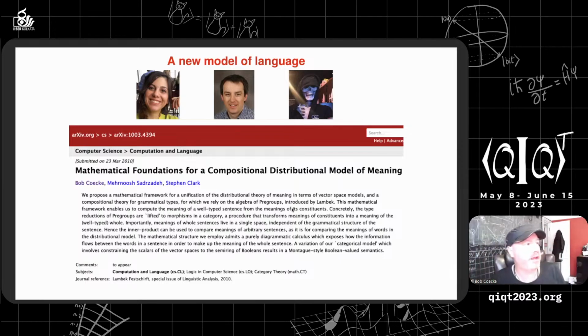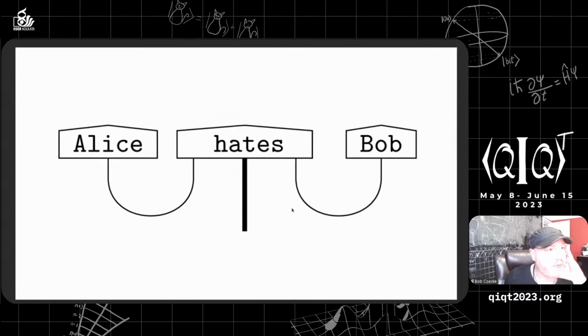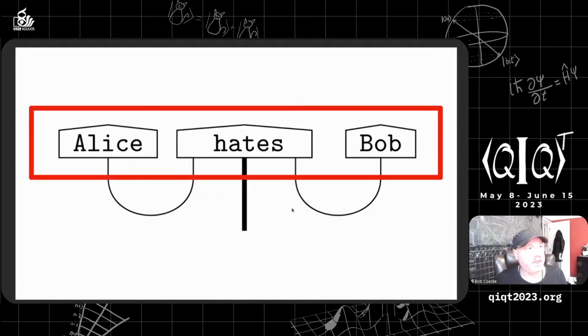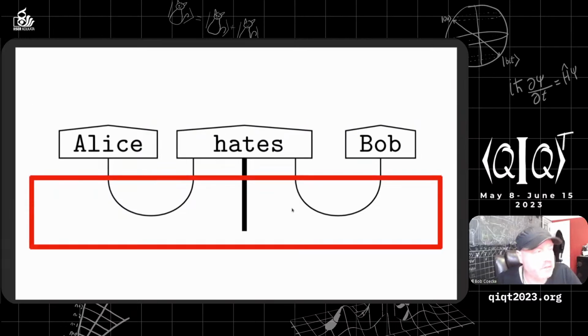So this came out in this paper, Mathematical Foundations for a Compositional Distributional Model of Meaning, where we start to formulate this way of composing meaning, and this is how it works. So what you see here is actually an algorithm. This is an algorithm that computes the meaning of the sentence. The sentence Alice hates Bob. This is our algorithm. It computes the meaning of a sentence. What are the ingredients? What you see on top are the meanings of the words. What you see on the bottom is the grammatical structure.